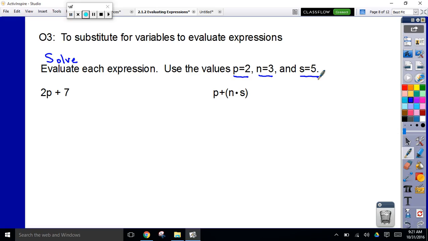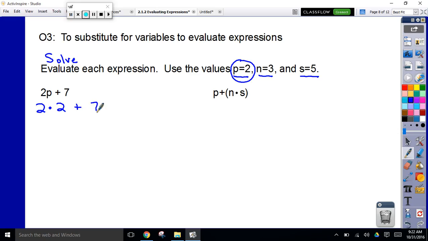So if we look at our first example, we have 2p plus 7. Remember that 2 and p, if they're written right next to each other, means 2 times p. We're going to go back up here where it tells us that p equals 2. So instead of the letter p, we're going to put a 2. We're going to substitute that in. So we have 2 times 2. And I do have to use a little dot or a parenthesis, because if I just wrote those 2's right next to each other, it would say 22. And that's not what we want. We have 2 times 2 plus 7.